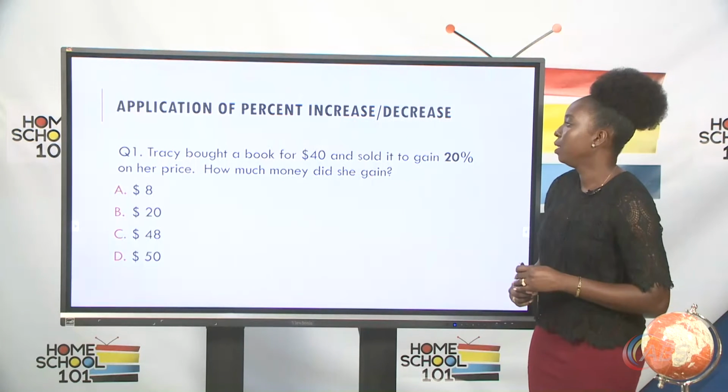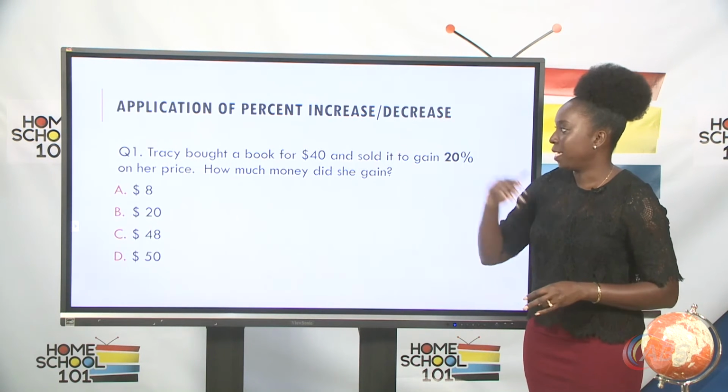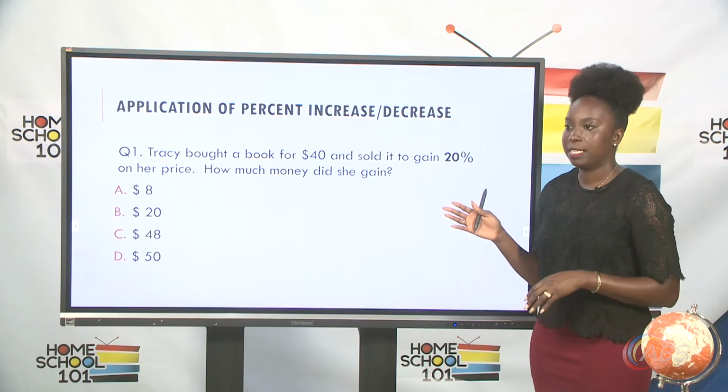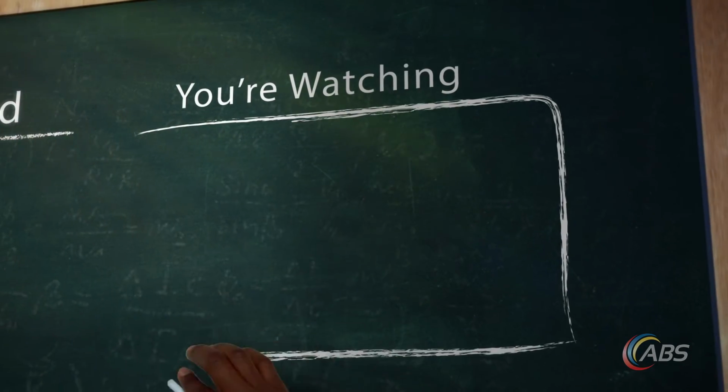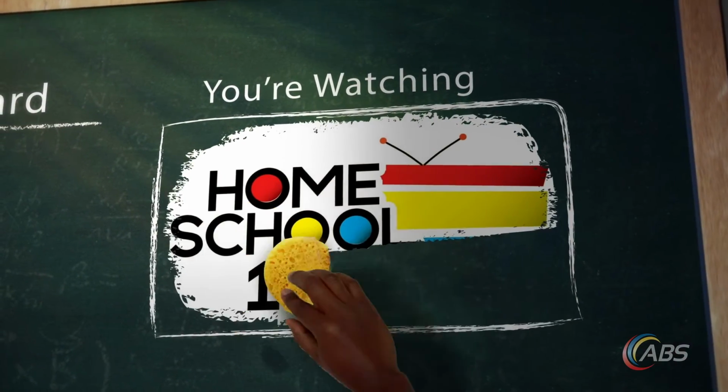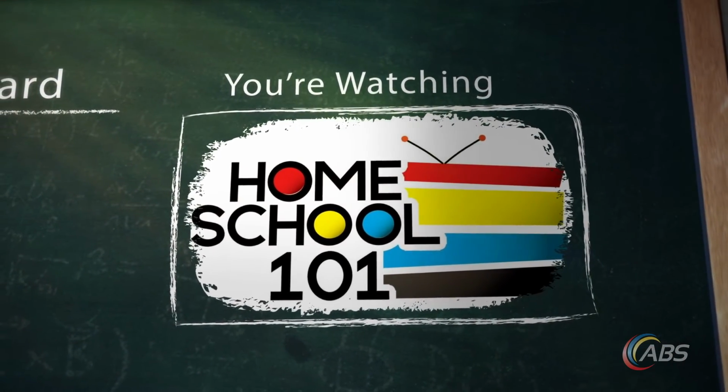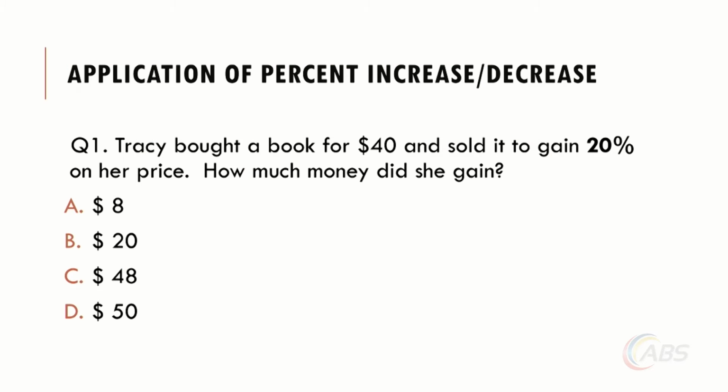All right, so now we're going to get into applications of increase and decrease, percentage increase and percentage decrease. You're watching Homeschool 101. So question 1, Tracy bought a book for $40 and sold it to gain 20% on her price. How much money did she gain?